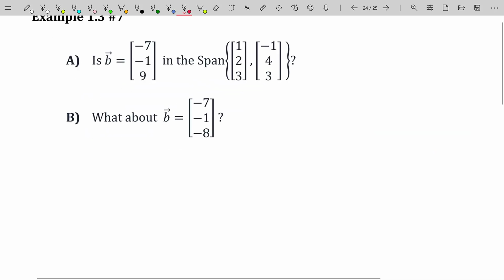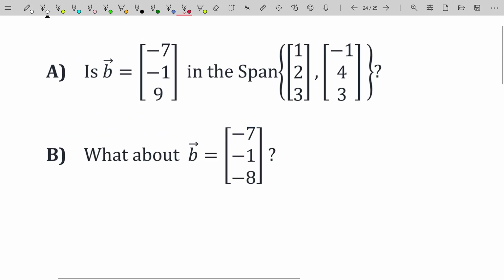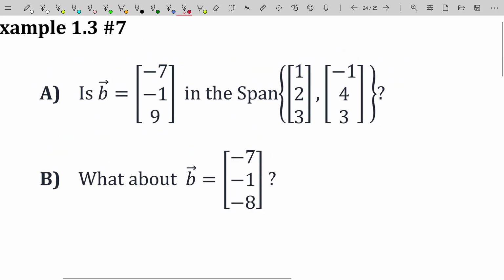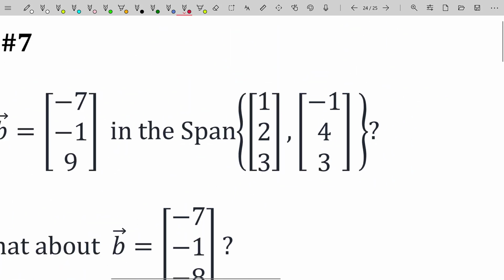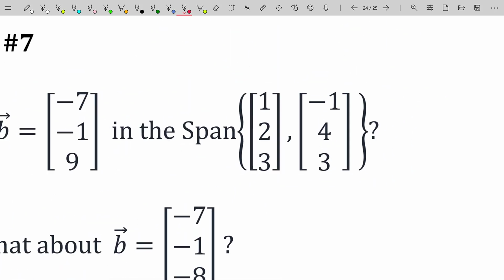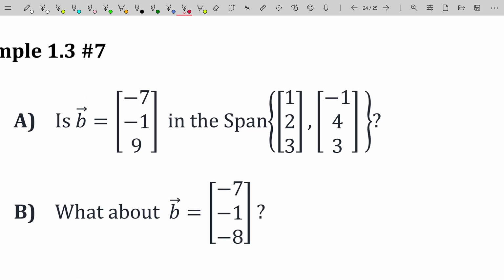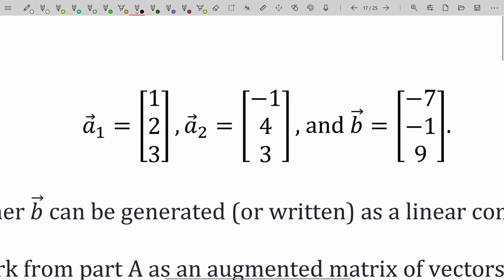So let's go ahead and tackle a computational example. Is the vector b in the span of these two vectors? Now, I just want to make sure you're paying attention. I reuse a lot of my vectors. If you take a look at this example right here, b being the vector -7, -1, 9, and the two vectors that are within the spanning set there, which I'll call for giggles a sub 1 and a sub 2, are (1, 2, 3) and (-1, 4, 3). We have seen those before. Those vectors are actually from a previous example.